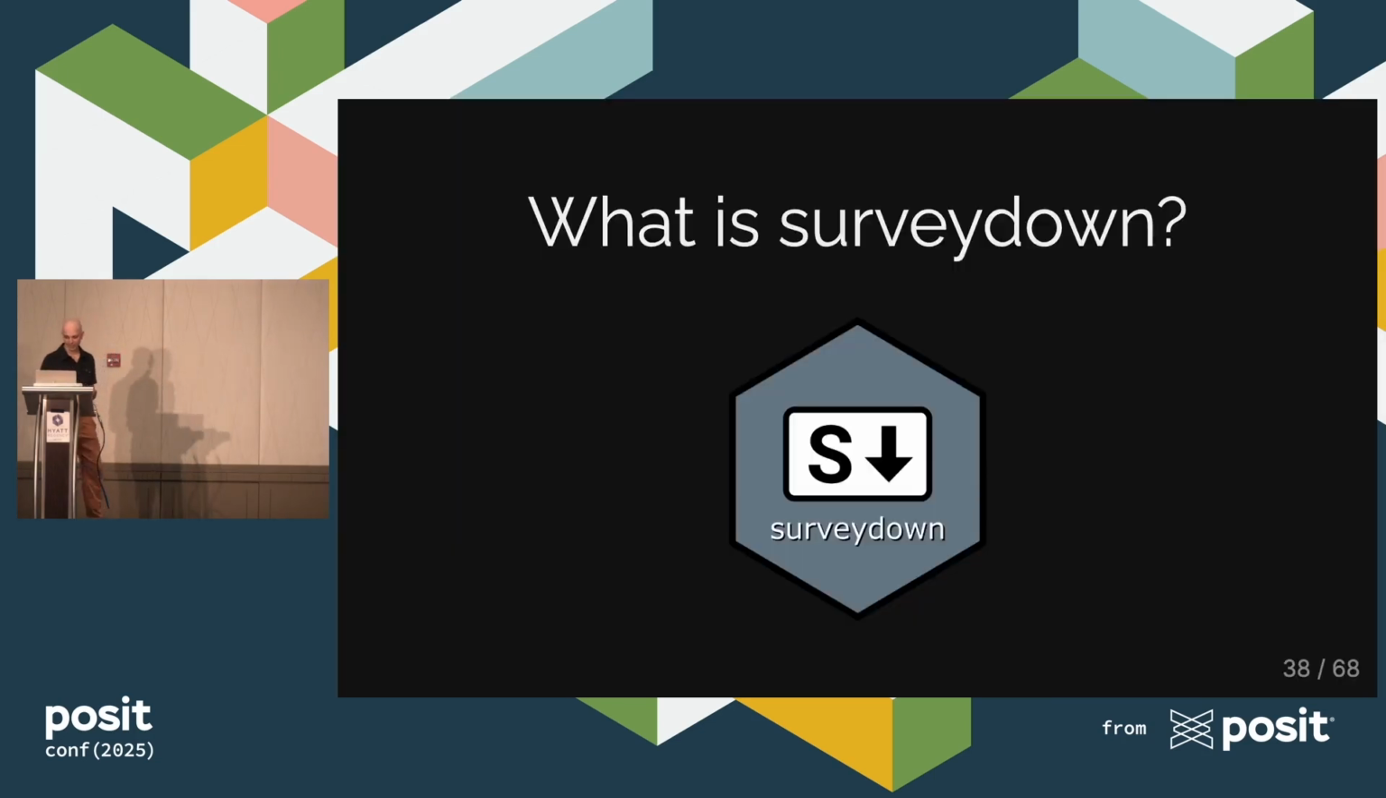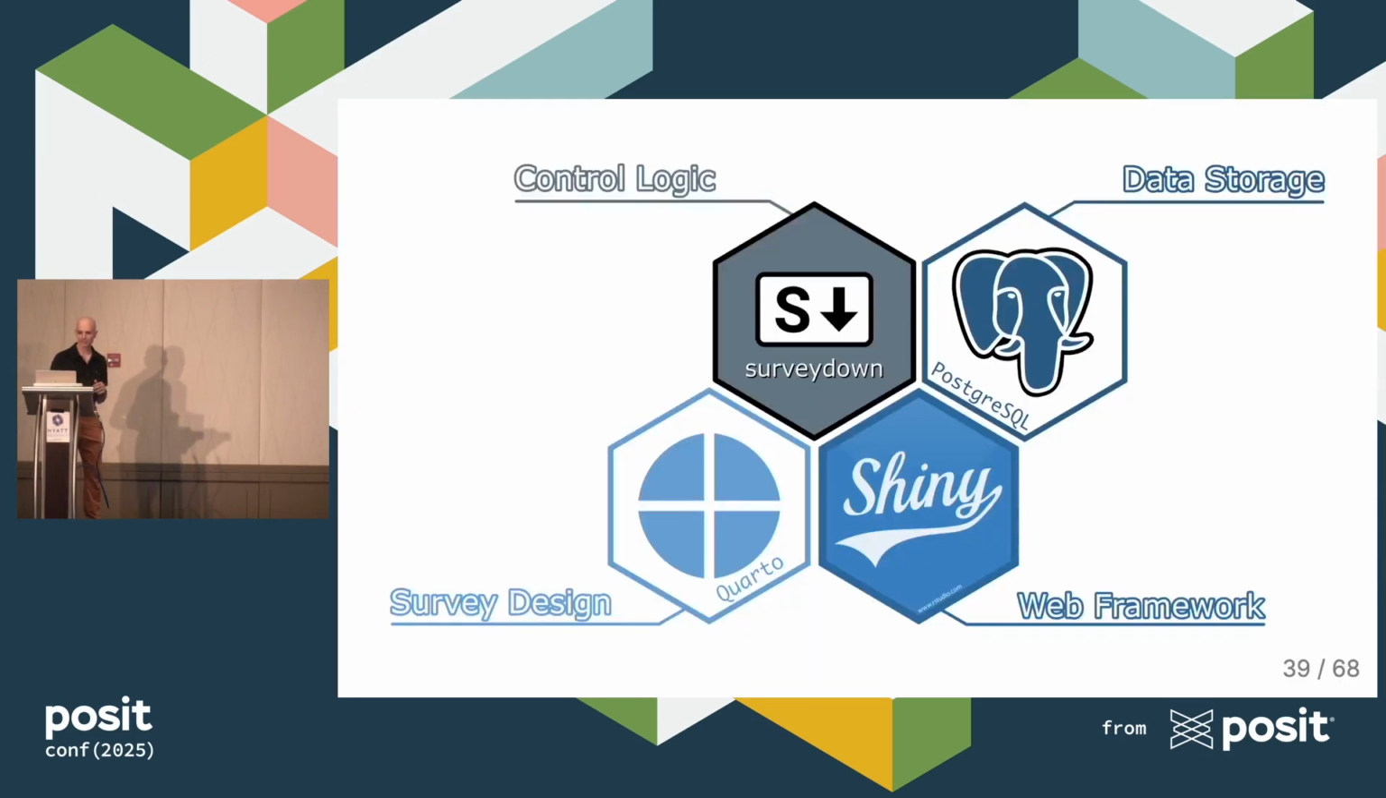So what is surveydown? Well, it is our package, but it's a little bit more than that. It's really like an ecosystem. We are actually pulling on a lot of other open source technologies to make this all work. We're using Quarto for designing the survey, Shiny as our web framework, and Postgres to store the survey data. And the R package is really just making all of that work together and providing the control logic.